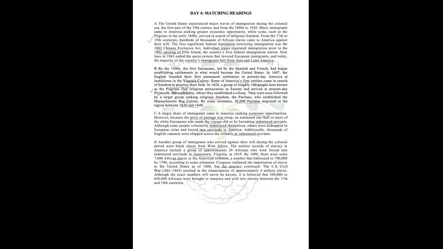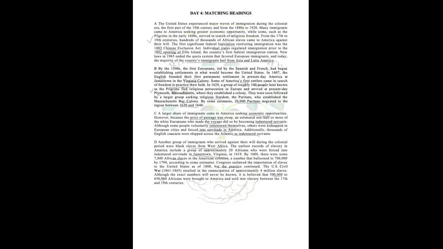So C is 1, Sana. I'm at D now. D is 9. Entry of Africans into America. Is that clear? Are we clear with A, B, C, and 9? Samriddhi, 9. It talks about just African immigrants, right? Black slaves from West Africa.